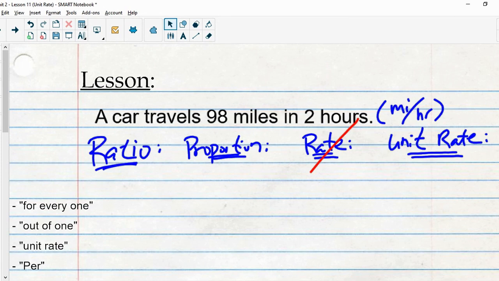So let's quickly review these three concepts using a problem. Now here we have a statement. You should copy all of this down. I'm going to take a deep breath. Press pause and copy this down.